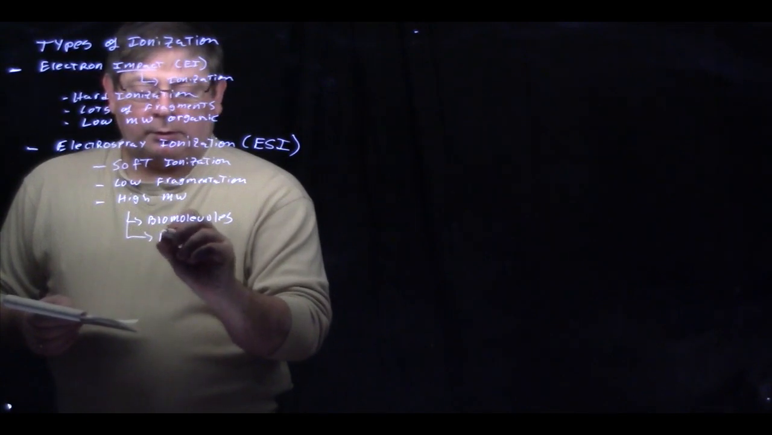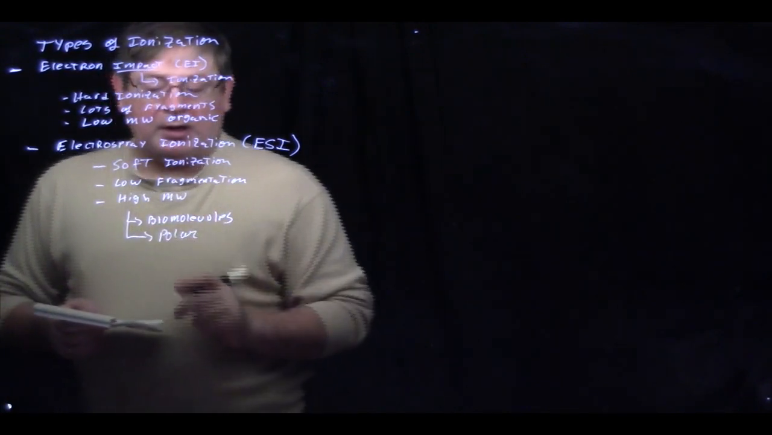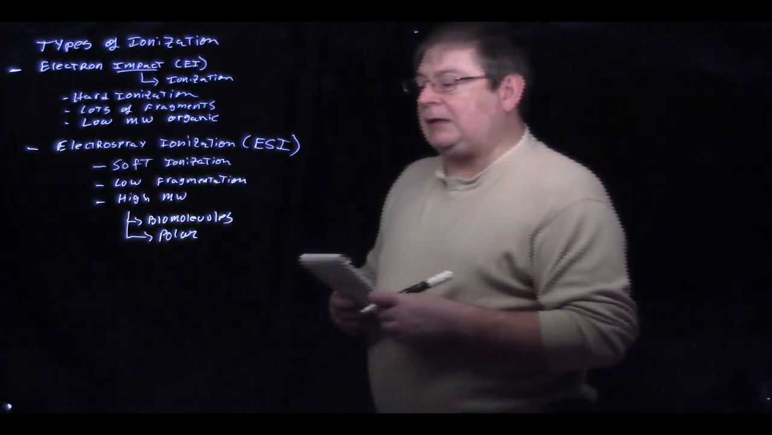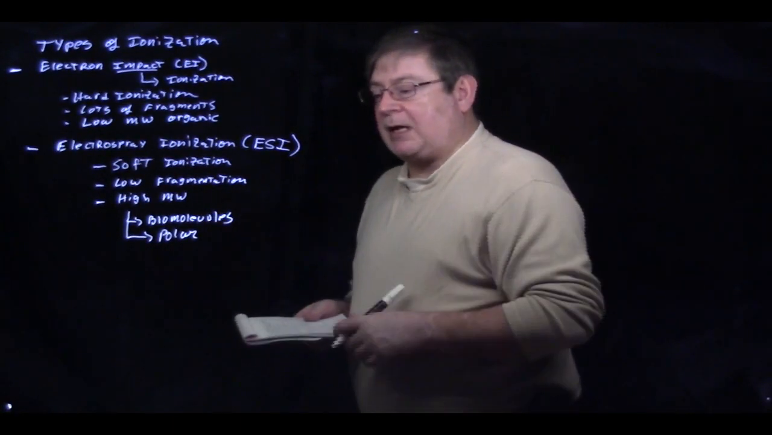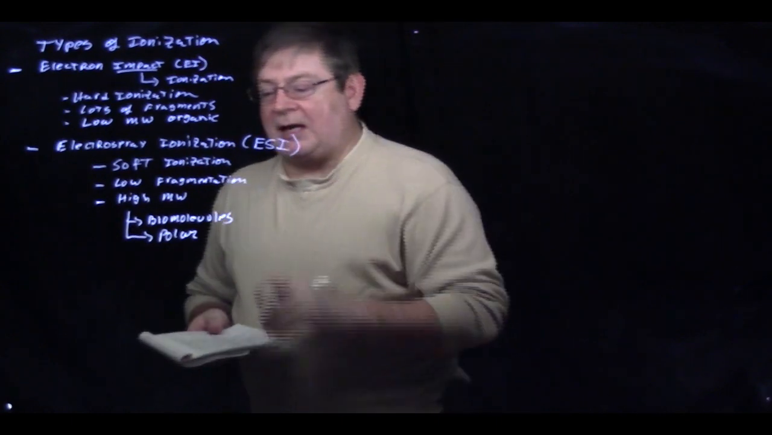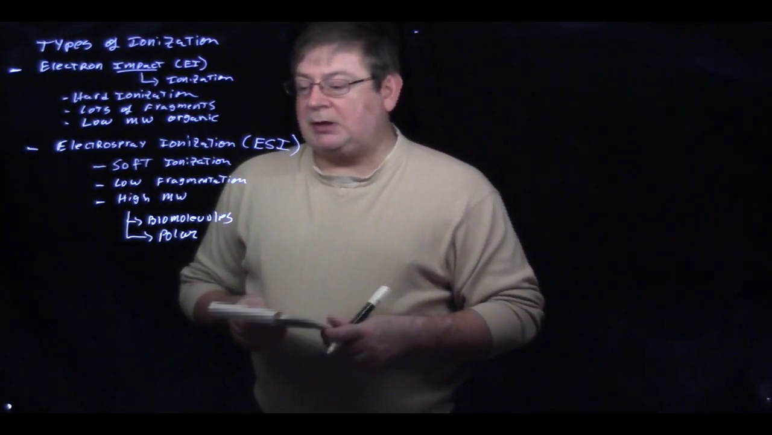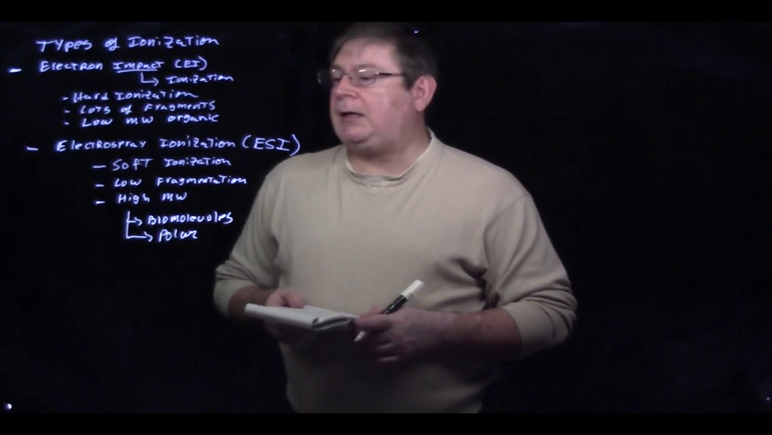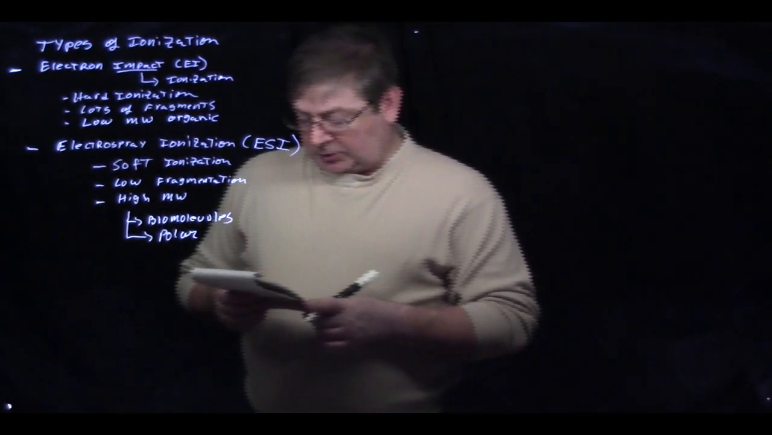But this is typically used for things like biomolecules that are polar, or polar molecules. So you got to have a polar molecule. Biomolecules fit this bill quite easily. So things like proteins, peptides, very easy to analyze by electrospray ionization. Polar organic molecules can also be determined by electrospray ionization.